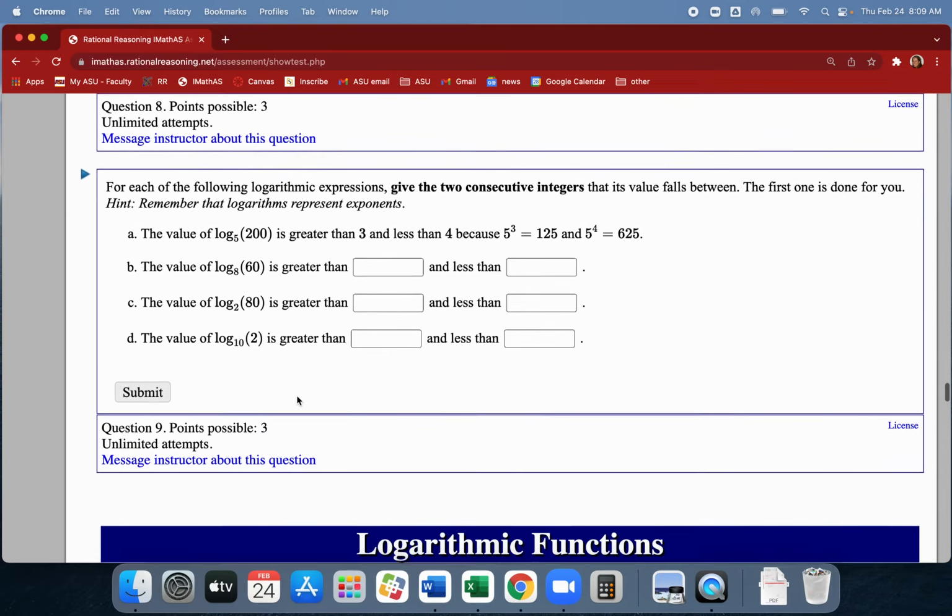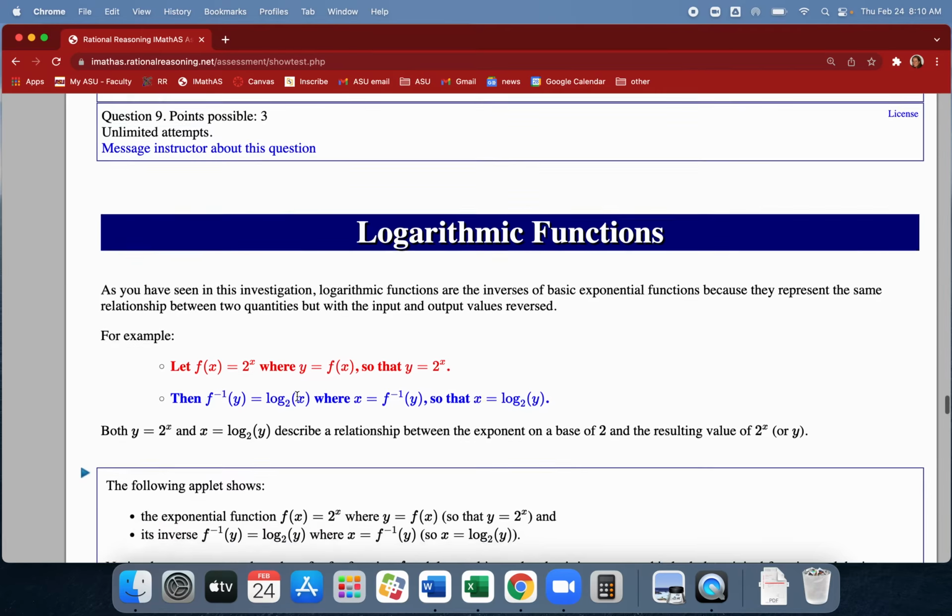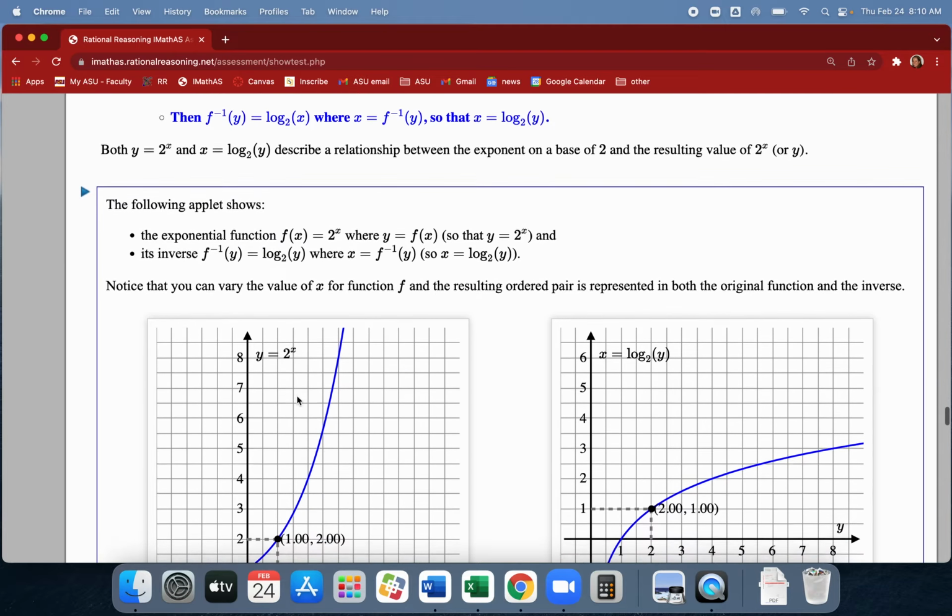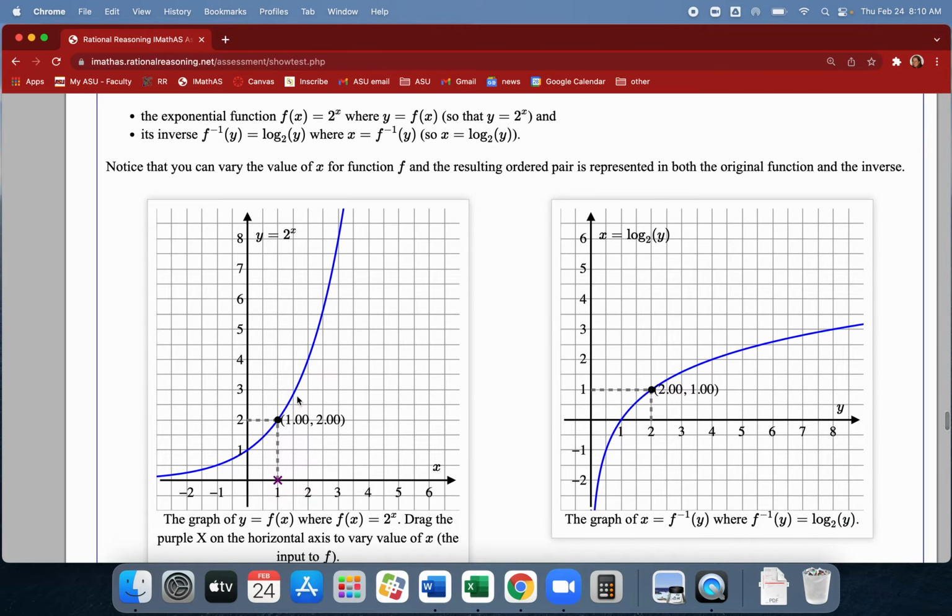But there's more questions like that. What I want to take a look at is, there's a lot of graphs in here. We're not going to focus on the graphs of logarithmic functions so much, and I'm not going to have you graph them, but just look at these graphs. This is an exponential function, y equals 2 to the x. It doesn't only have integer values. When x is 1, y is 2. When x is 2, y is 4, and so on.